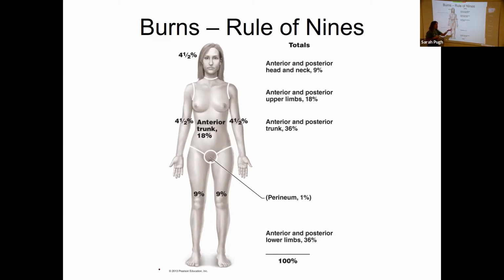Now the legs are going to count for more, right? So the front of each leg is 9%, basically 4.5% for the thigh, 4.5% for down in the tibial region. So the full front of the leg is 9%, full back of the leg is 9%. Anterior trunk is 18%, and the back is 18%. Okay, so all of that will add up to 100%.